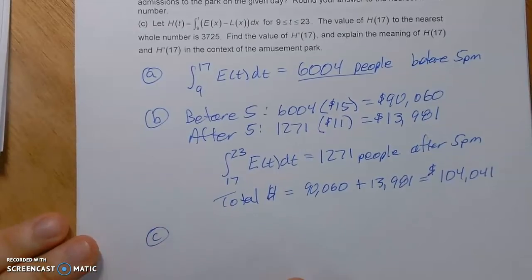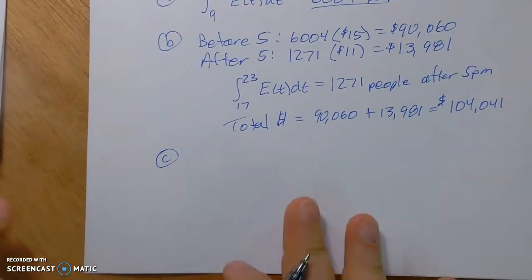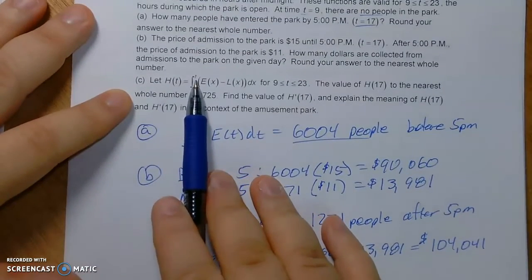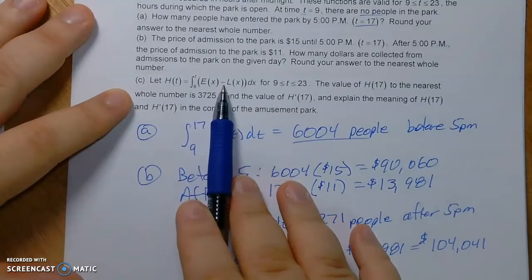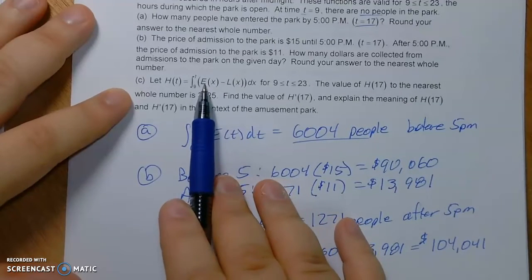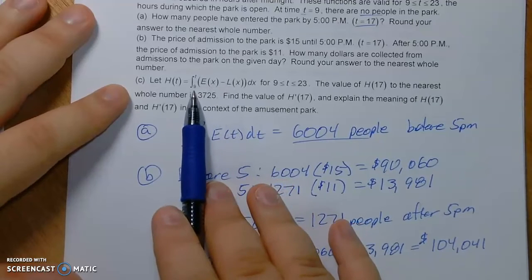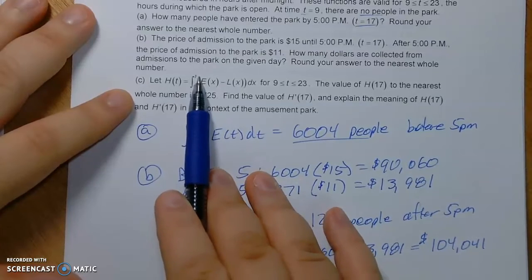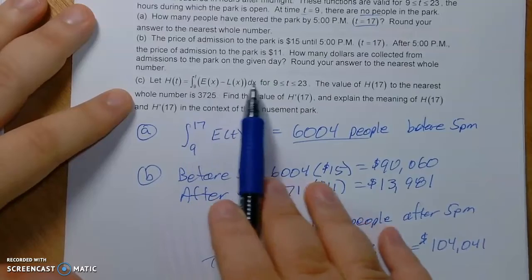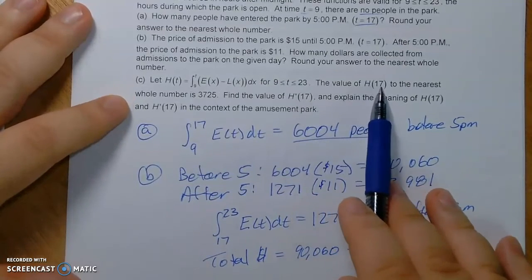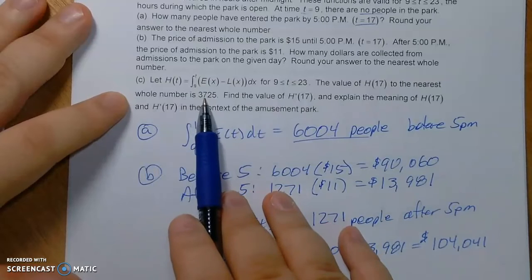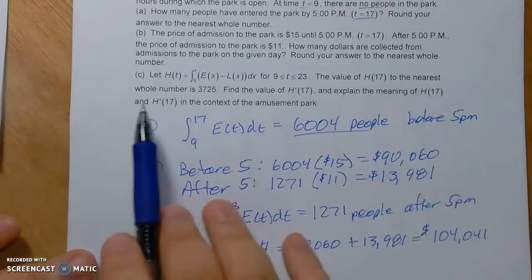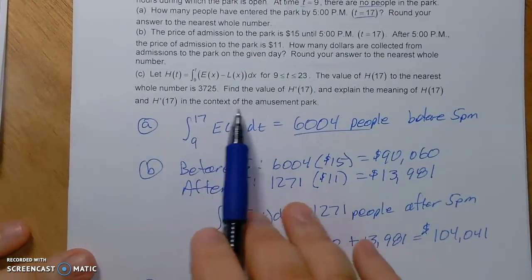And then we'll look at the last part here, part C. Scroll back up here. Let H equal the integral from 9 to t of the E function minus the L function. So this is the number of people entering minus the people leaving. And that's the rate of change there, from when we open to when we close, or any time in between. The value of H of 17 to the nearest whole number is 3,725. Find the value of H prime of 17 and explain the meaning of H of 17 and H prime of 17 in the context of the amusement park.